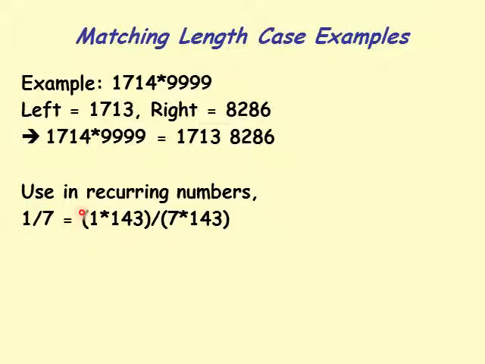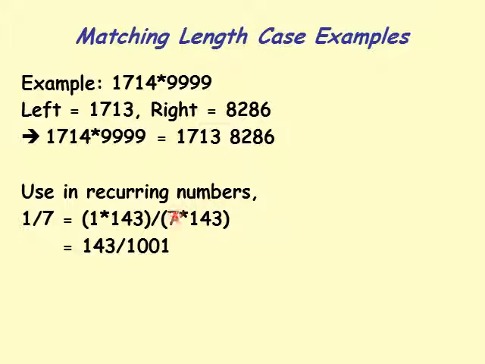Another example. Let's see how we use these in recurring numbers. If I need to compute 1 over 7, on the first step I will multiply both the numerator and denominator by 143. That is multiplication and division by 143. How did I get the number 143? It's in a subsutra, but when we do a section on recurring numbers, I will show you how we got that. So that gave me 143 over 1001.